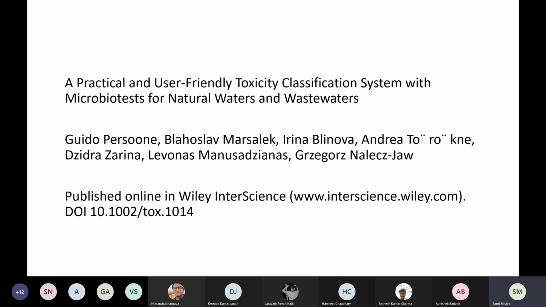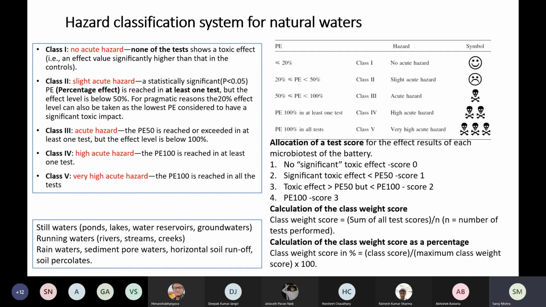So now, using these tests, let me give you some case studies which have been done. The paper I'm going to discuss is a practical and user-friendly toxicity classification system with microbiome tests for natural waters and wastewaters. This table I already showed you when I talked about the microbiome tests. This is a hazard classification system for natural waters, and I've already discussed it with you. It is exactly the same table which I explained.